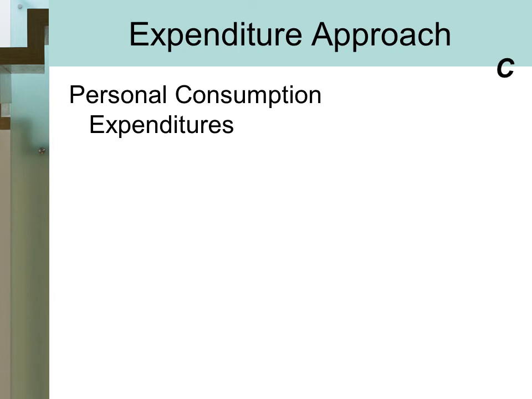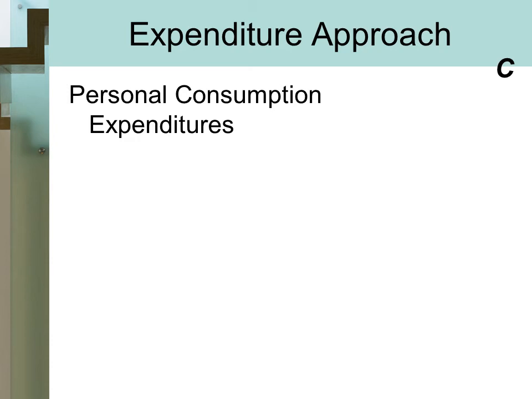Personal consumption expenditures, C. So get used to these one-letter acronyms for specific parts of GDP. In a later slide, maybe I should have put this earlier, but I'll tell it to you now. Maybe you can write it down if you're taking notes. If not, it's on a later slide, so don't worry. GDP equals C plus I plus G plus X. We're going to explain those four letters and what they mean to the expenditures approach.